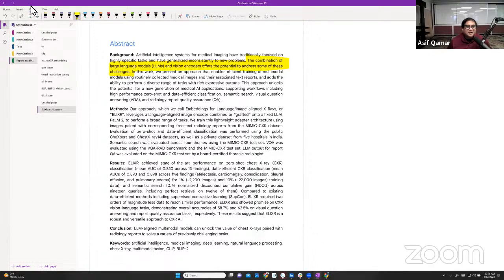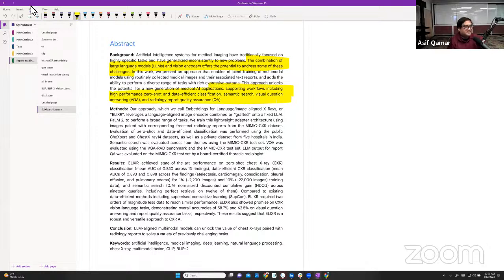using routinely collected medical images and their associated text reports, and adds the ability to perform a diverse range of tasks with rich expressive output. This approach unlocks a potential for a new generation of medical AI applications, supporting workflows including high-performance, zero-shot, and data-efficient classification. So this part is important to note, that it supports workflows including many downstream tasks.